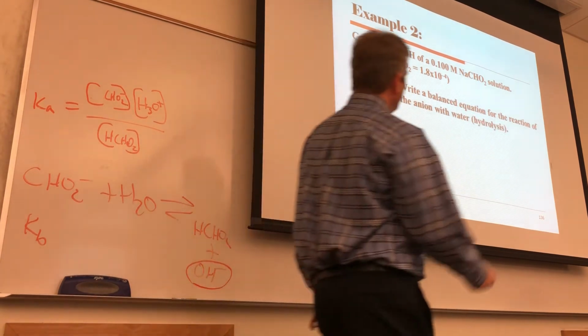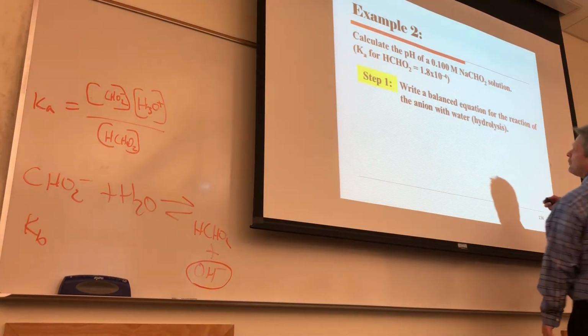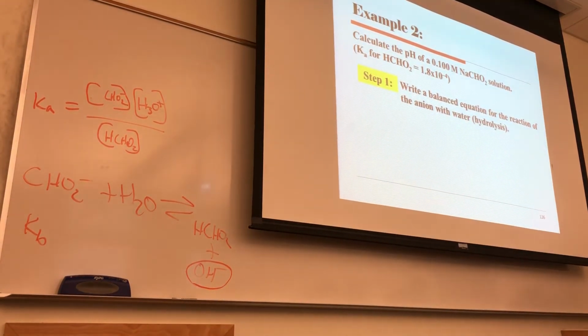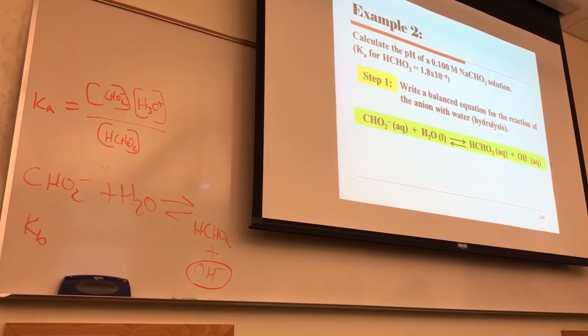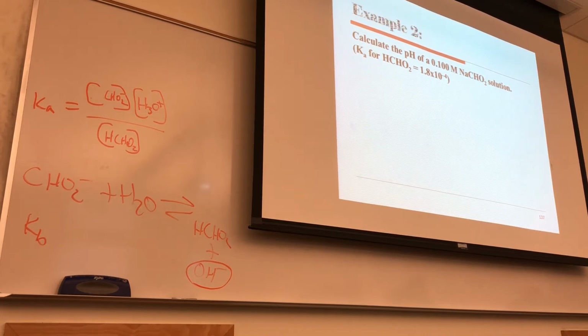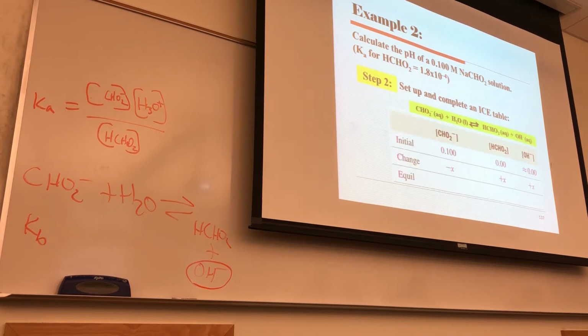So let's see, step one, right? The balanced equation for the reaction of the anion with water. That's what we did here. Okay. Then, what are we doing? Step two, set up and complete the ICE chart from that. So that's just our minus x, plus x, plus x. We know we started with 0.10, and we're going to say approximately 0 here.